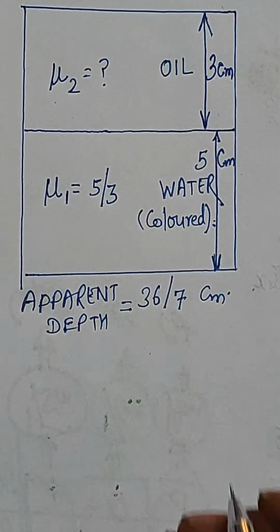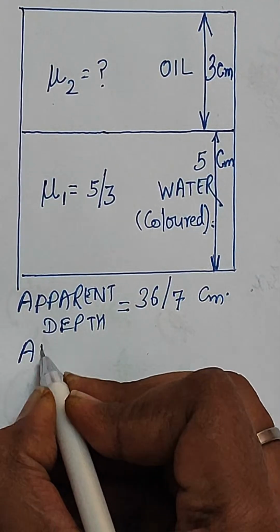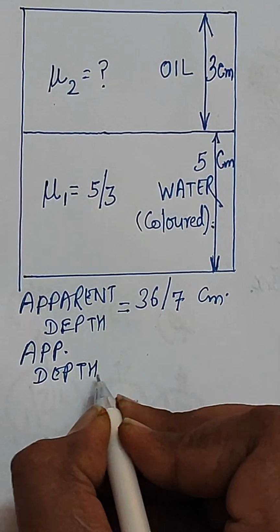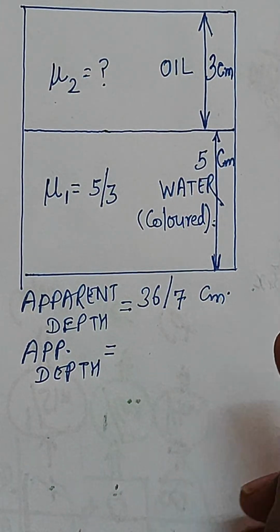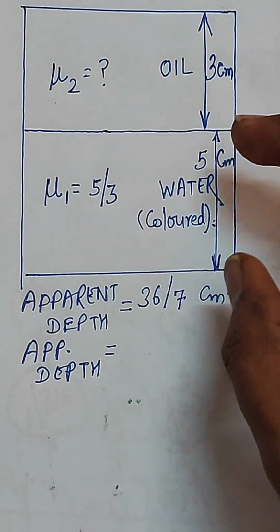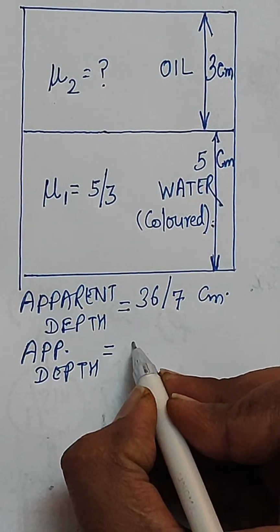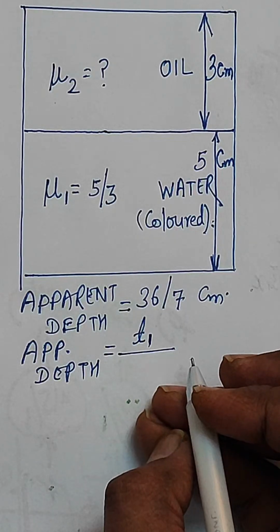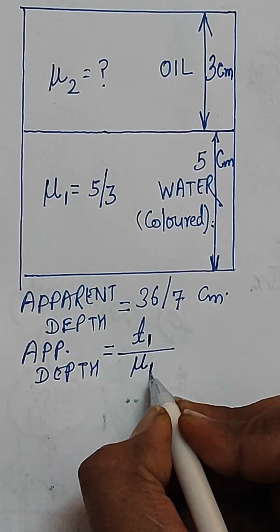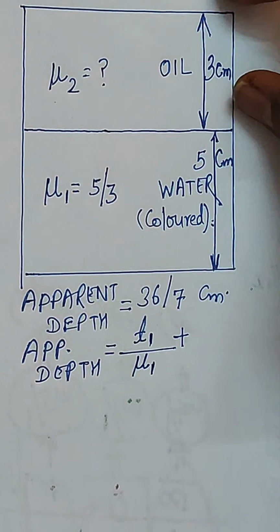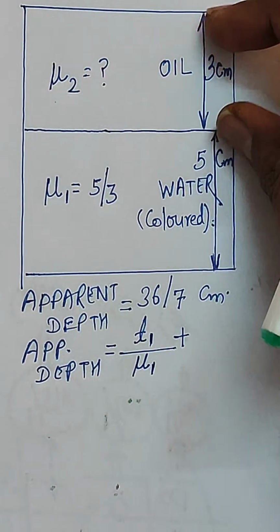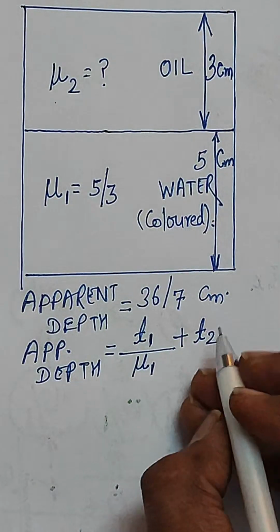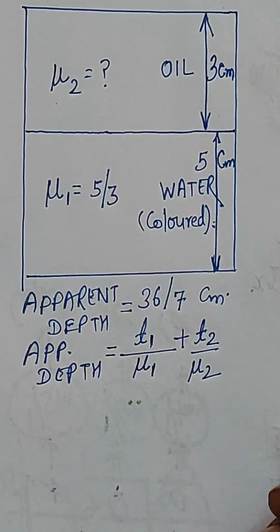So my dear friends, we know the formula of apparent depth with respect to height. Apparent depth can be written as the thickness of the slab, the thickness of the water level or the liquid, let us say T1 for the first medium, divided by the refractive index of that medium, that is mu 1, plus, if there are n layers of water or any liquid, oil, grease, or any kind, we can write the thickness of this second layer divided by the refractive index of that layer.